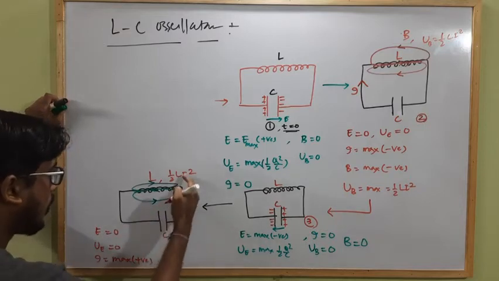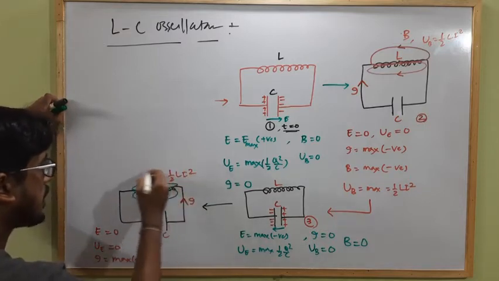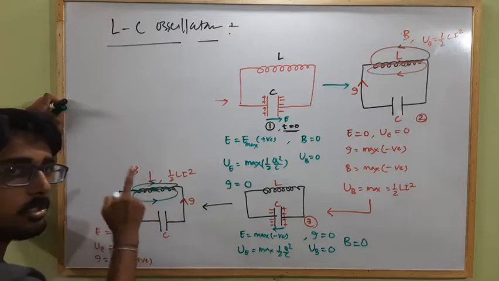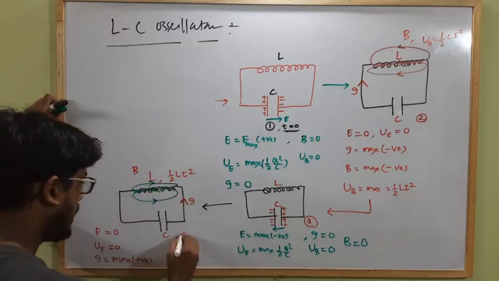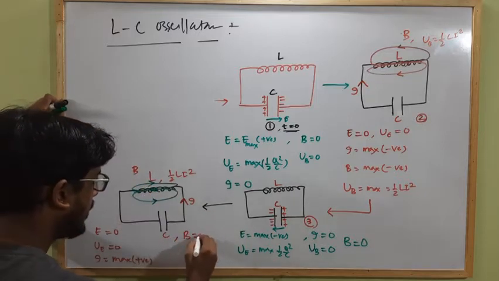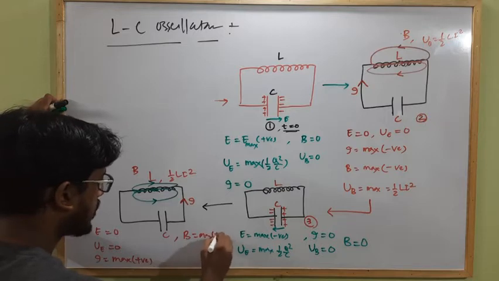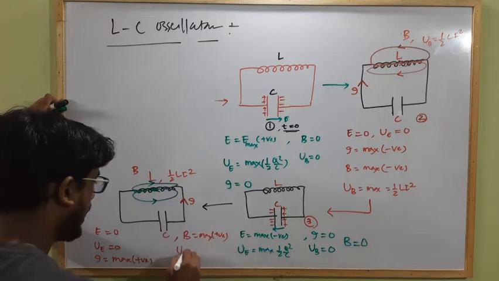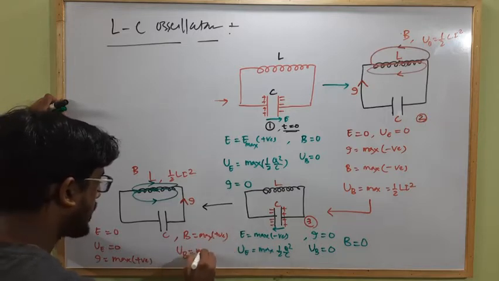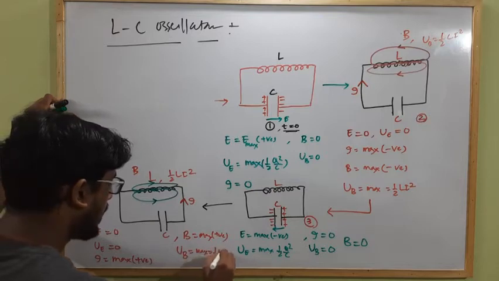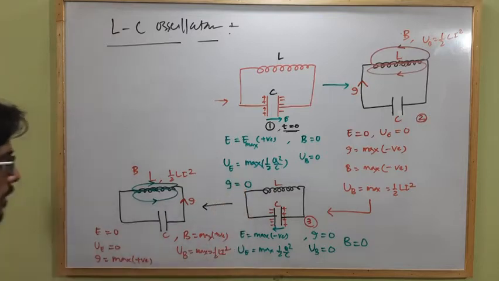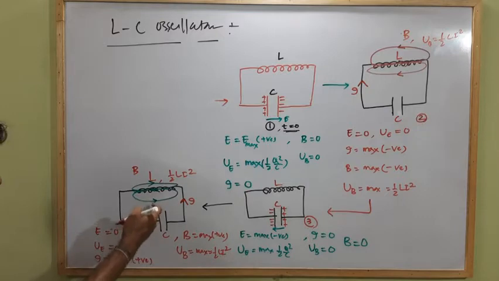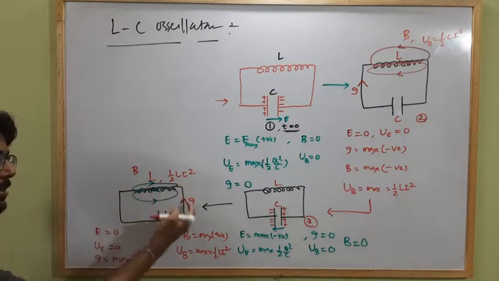Similarly, due to the flow of current, it will store some magnetic energy and some magnetic field is also produced across the inductor. So B will again be maximum in the positive direction, and magnetic energy is also maximum, that is half L I square. Clear? And after some instant the current again starts decreasing along this direction.